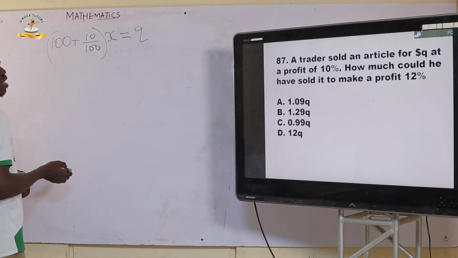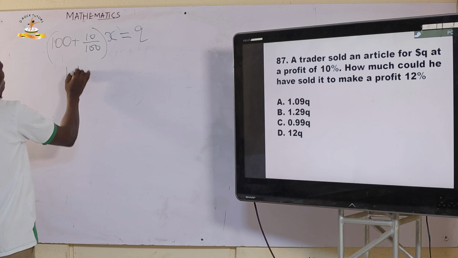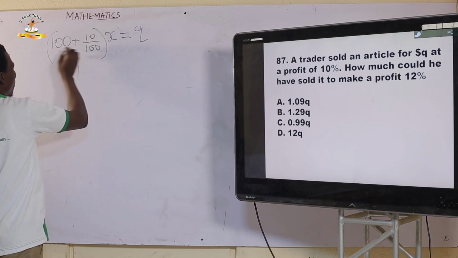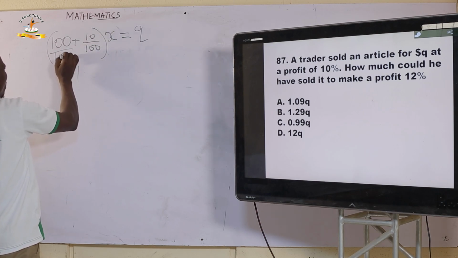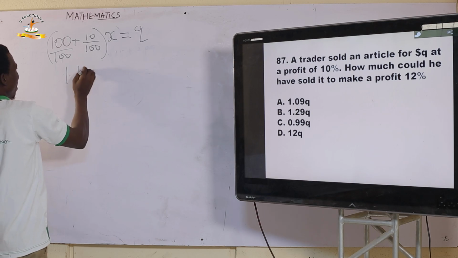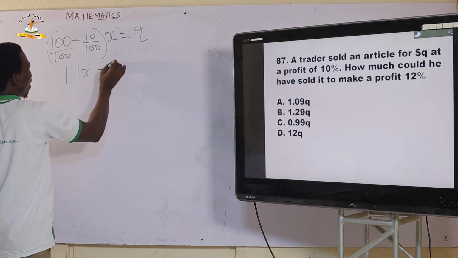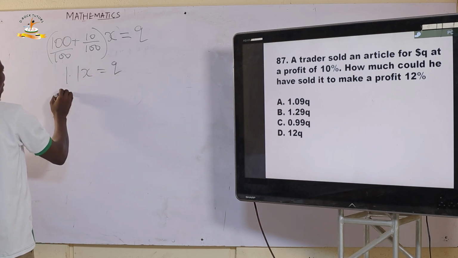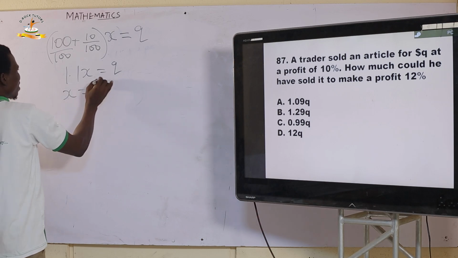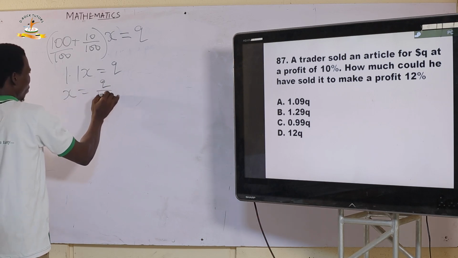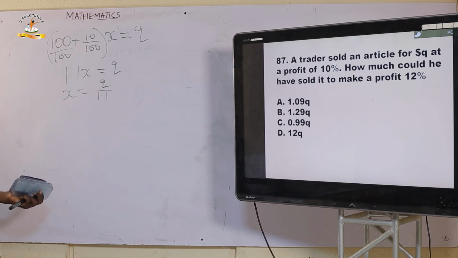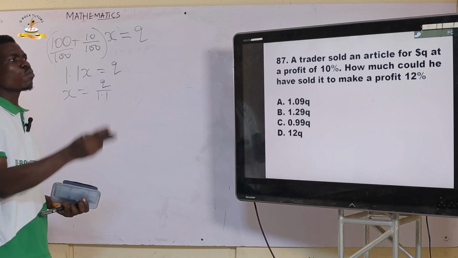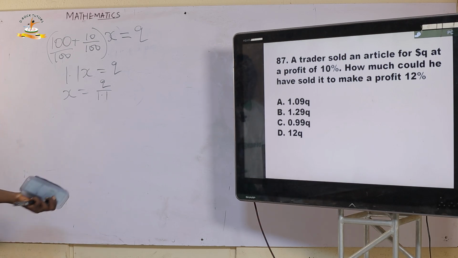In other words, you can say 1.1, because everything here is in percent. So I'll write percent. 1.1x is given as Q. It means the original cost price, which is x, is Q over 1.1. That's the first thing we need to know. However, if he needed to make a profit of 12%, how does it go?